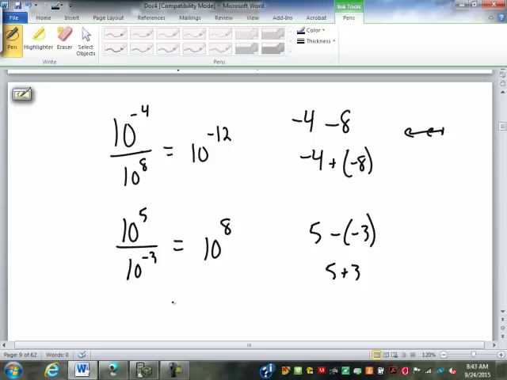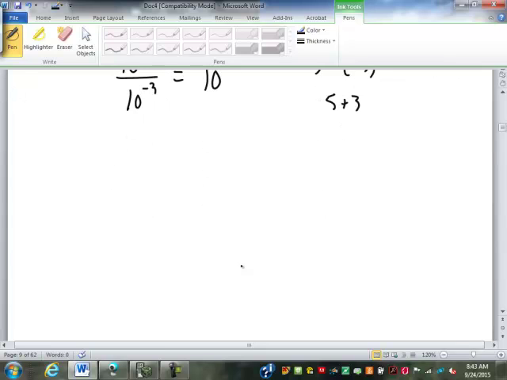Those negatives still look confusing? No. I'm sensing a little sarcasm there. Oh, no.